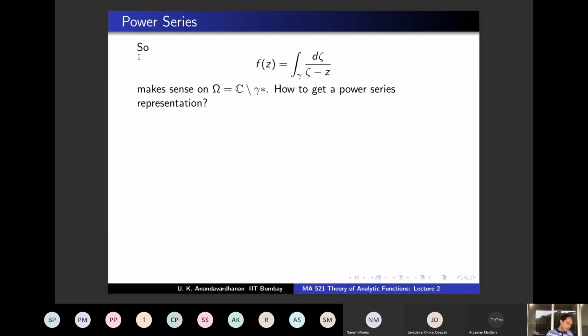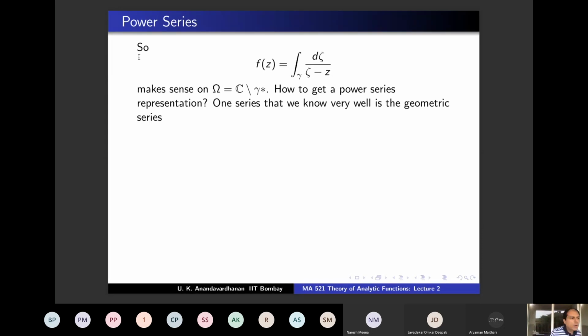So our assertion is that this function that we have defined is representable by power series. Meaning, if we are taking an open disk inside omega, associated to that open disk, I need to produce a power series which converges to f of z at every z inside that open disk. I need to manufacture a power series, and how are we going to do that? Let's see.